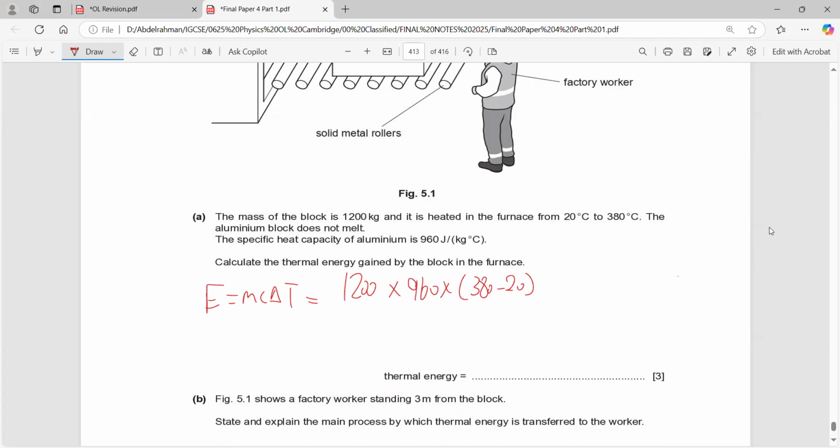We have a lot of zeros, 400 million. So this is basically 4.15 times 10 to the power of 8 joules on your calculator. This is 414,720,000. So it's 414 million. We can write it down as 415 million, or 4.15 times 10 to the power of 8 joules. It's a huge number.